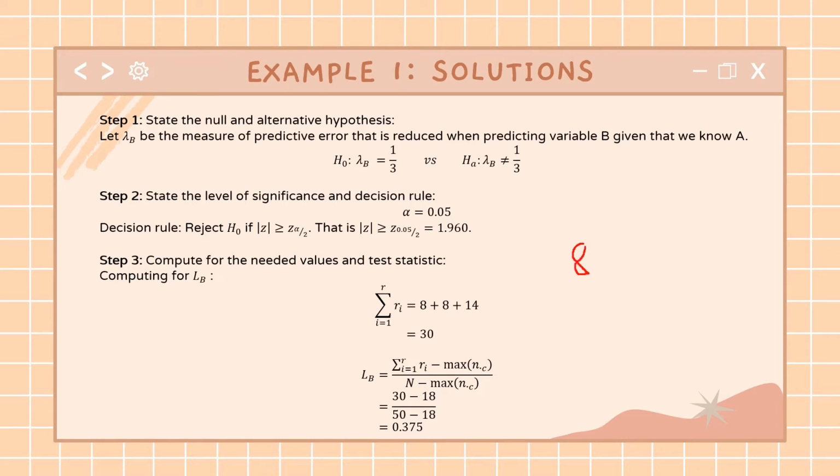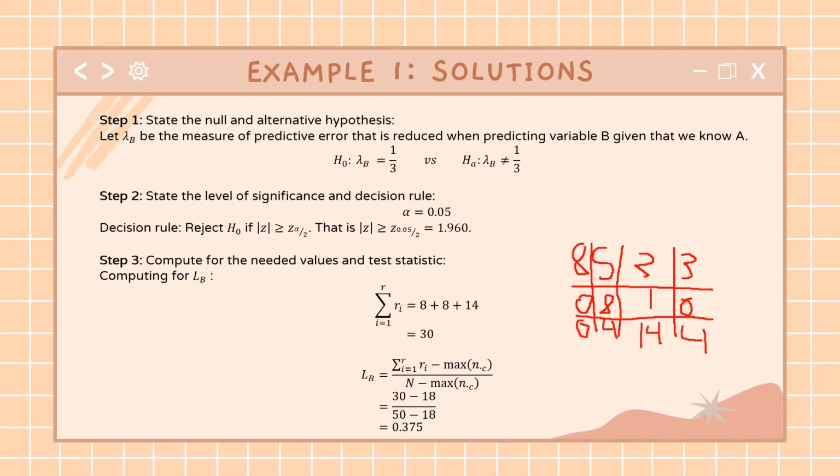Meron tayong 8, 5, 3, 3, 0, 8, 1, 0, 0, 4, 14, and 4. R's of I ay dinedenote kung ano yung mga maximum values per row.